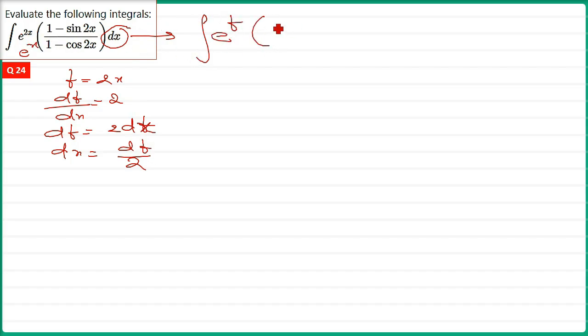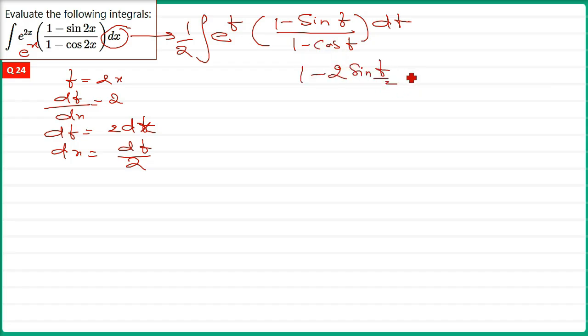1 minus sine 2x. So 1 minus, in place of sine 2x, you can write 2 sine x cos x. First, we can just replace this 2x by t. So everywhere you can see t now. And in place of dx, we will write dt by 2. So half goes in front of the integration sign. Now this 1 minus sine t and 1 minus cos t can also be separated. But you can write this sine t as 2 sine t by 2 cos t by 2.